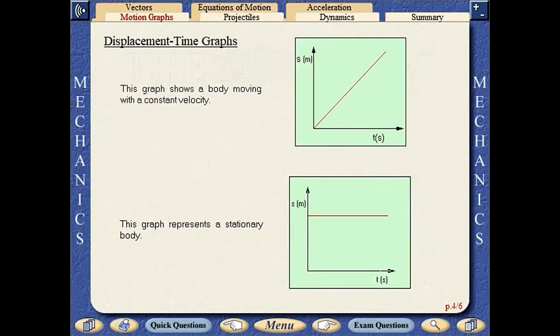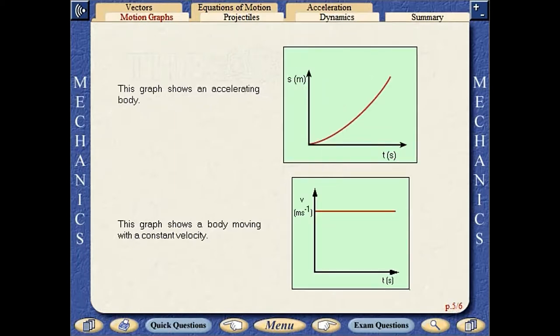The graphs shown here represent a moving body with a constant velocity and a stationary body. The graphs shown here represent the motion of a body accelerating and a body moving with a constant velocity.